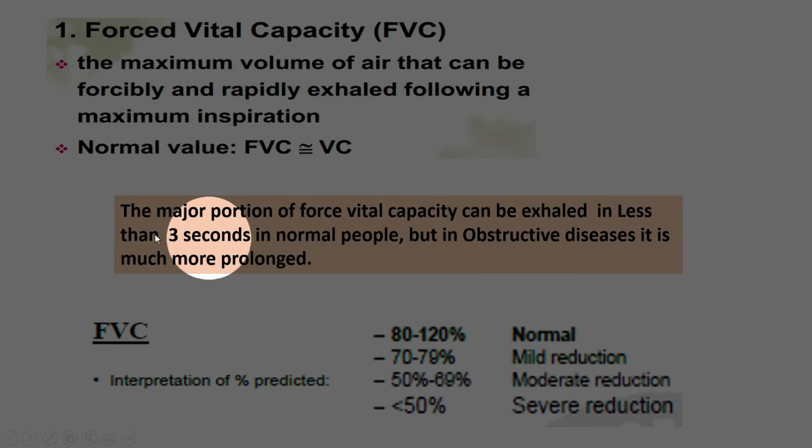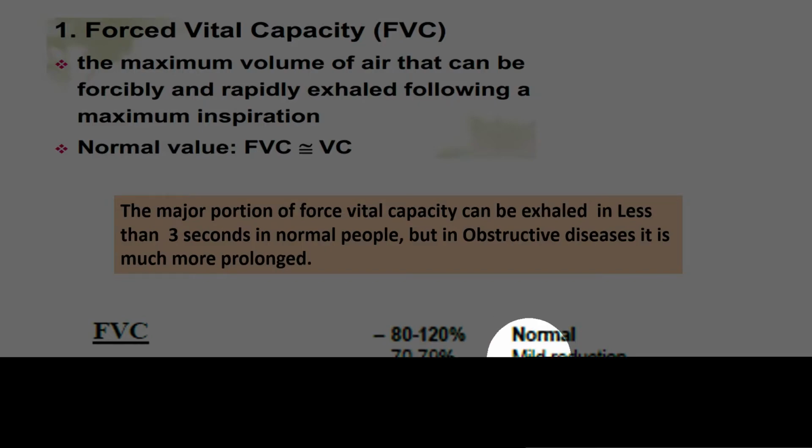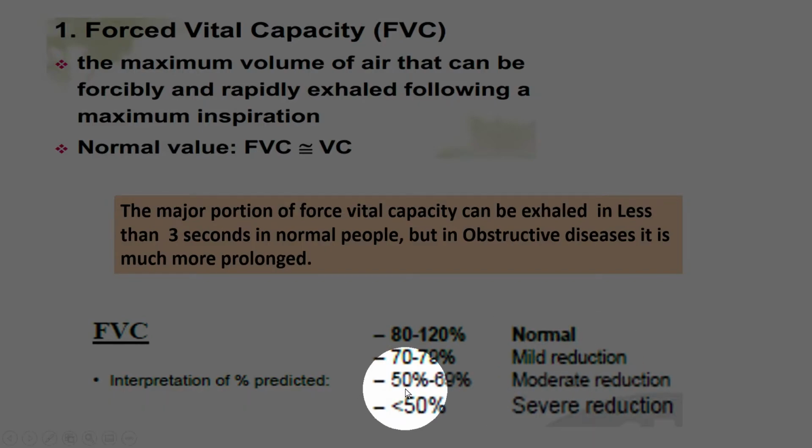Remember, the major portion of the forced vital capacity can be exhaled in less than 3 seconds in normal people, but in obstructive disease it is much more prolonged. So here is the interpretation of the predicted values. If you get the forced vital capacity equal to 80% to 120%, it is normal. If you get 70 to 79% of the vital capacity, then it will show you mild reduction, and if it is less than 50, it will show you severe reduction.